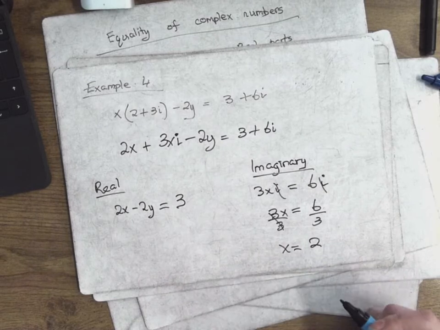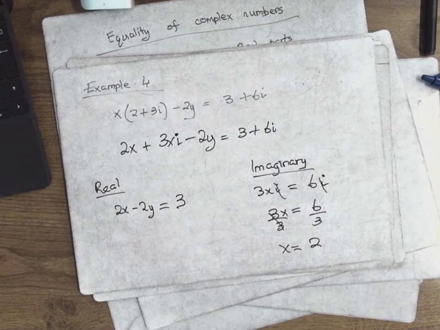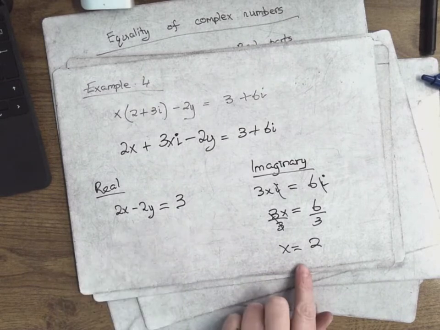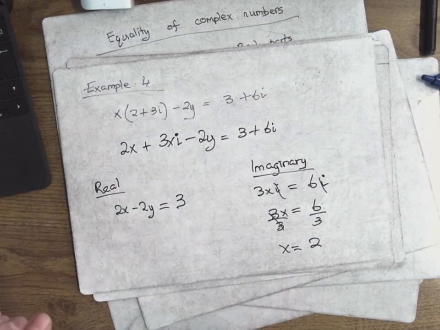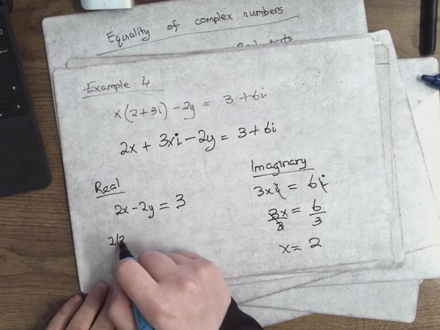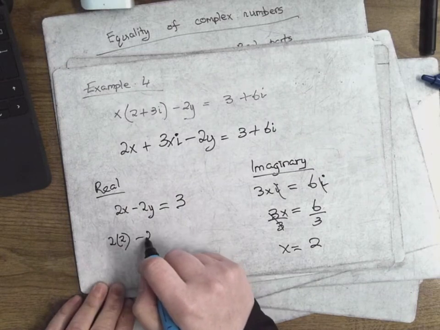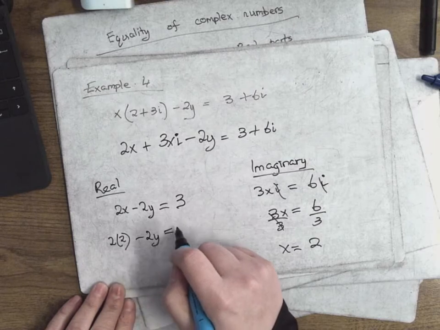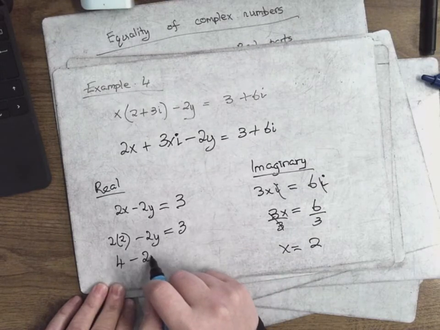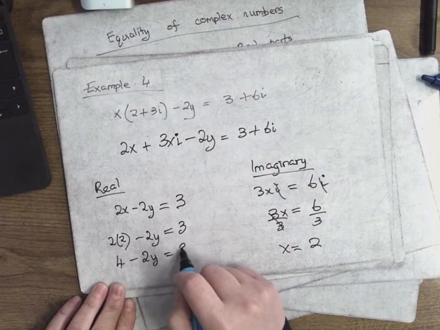Now I'm not done because they told me to solve for x and for y. But if I go back over here, I know what x is, don't I? So everywhere I see an x, put in a 2. So it's 2 times 2 minus 2y equals 3. 4 minus 2y equals 3.